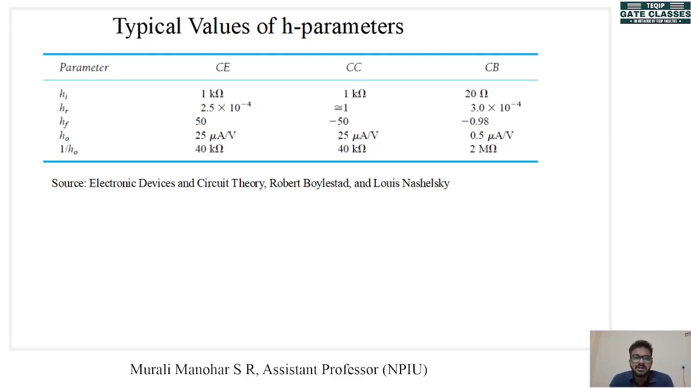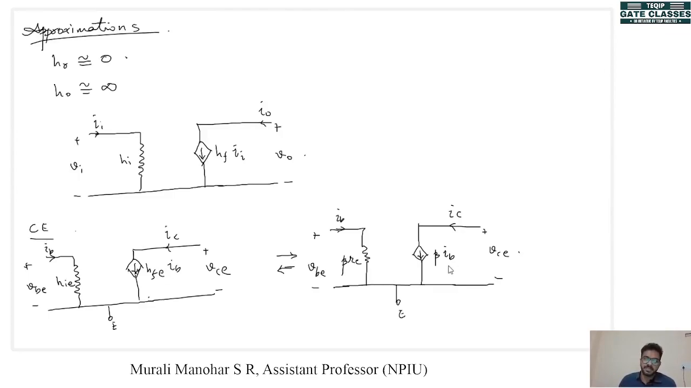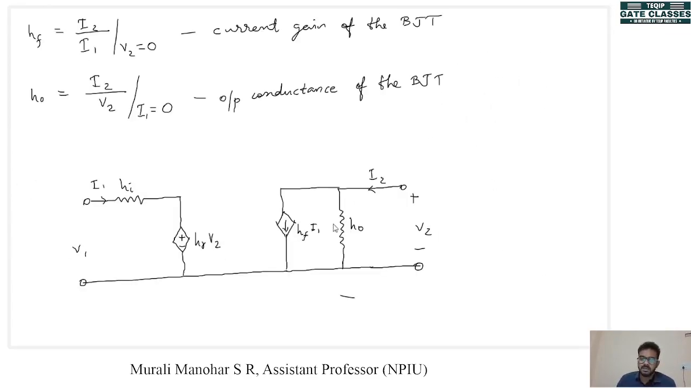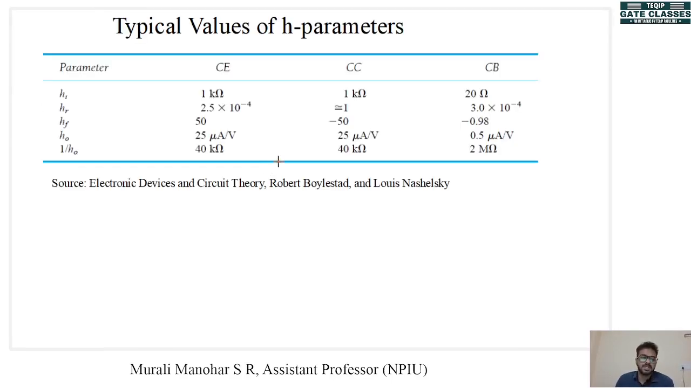Ho is in microampere per volt. So if we take 1 by Ho, which will be a resistance, it will be a large value, that is between 40 kilo ohm and 2 mega ohm. And this 1 by Ho is actually the parallel resistor here. It was represented by Ho, but this is actually the resistance 1 by Ho. This will be represented by the resistance 1 by Ho, and 1 by Ho is the large quantity. Here this should be written as 1 by Ho. Okay, so these are some typical values.